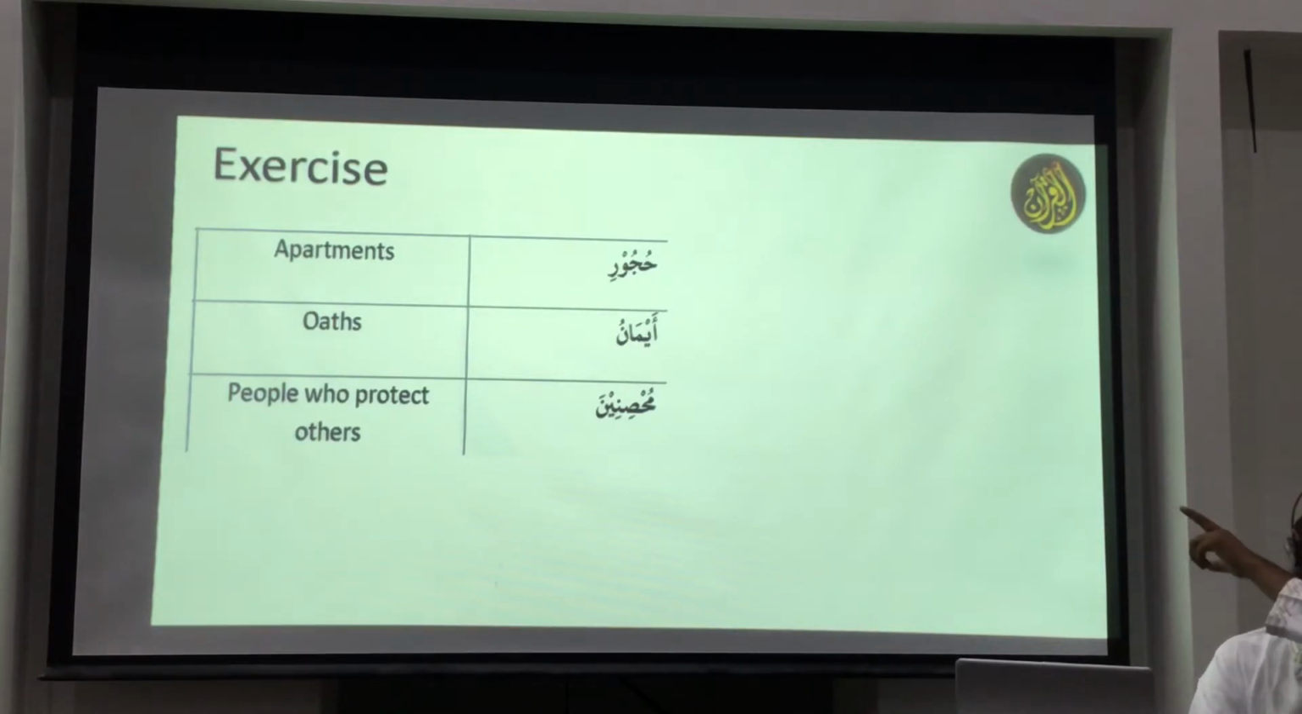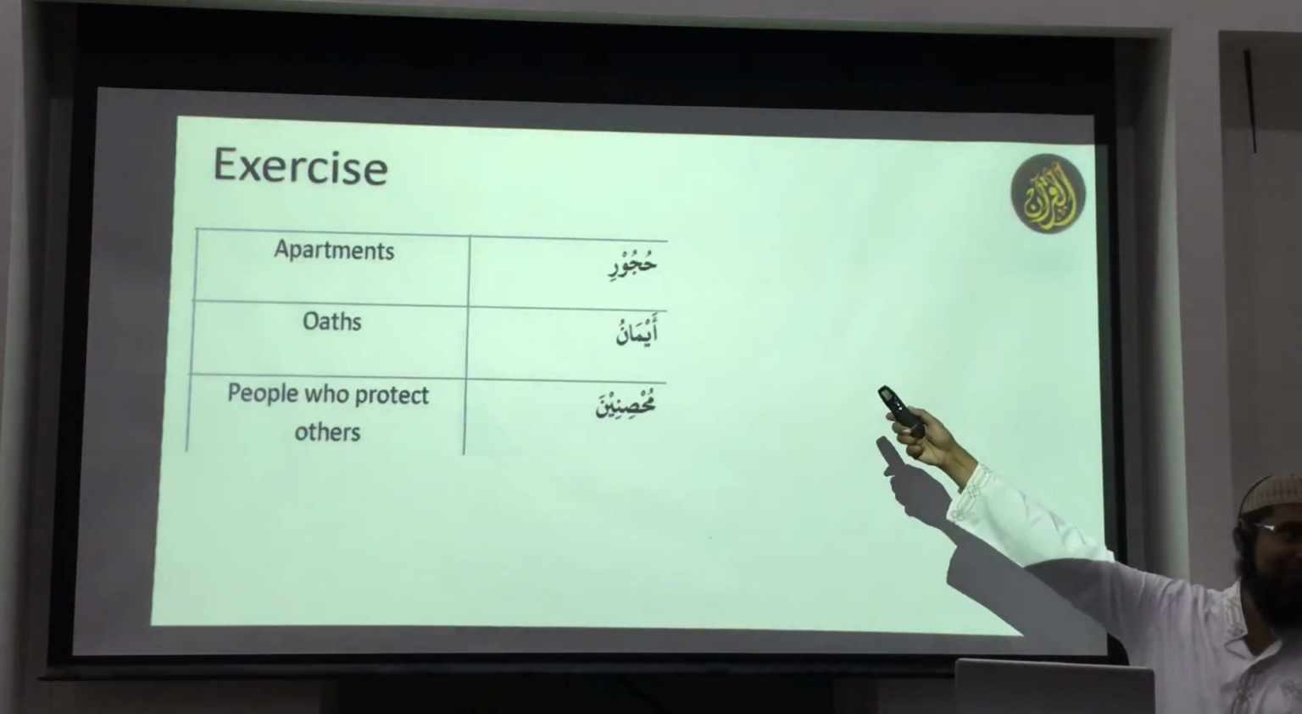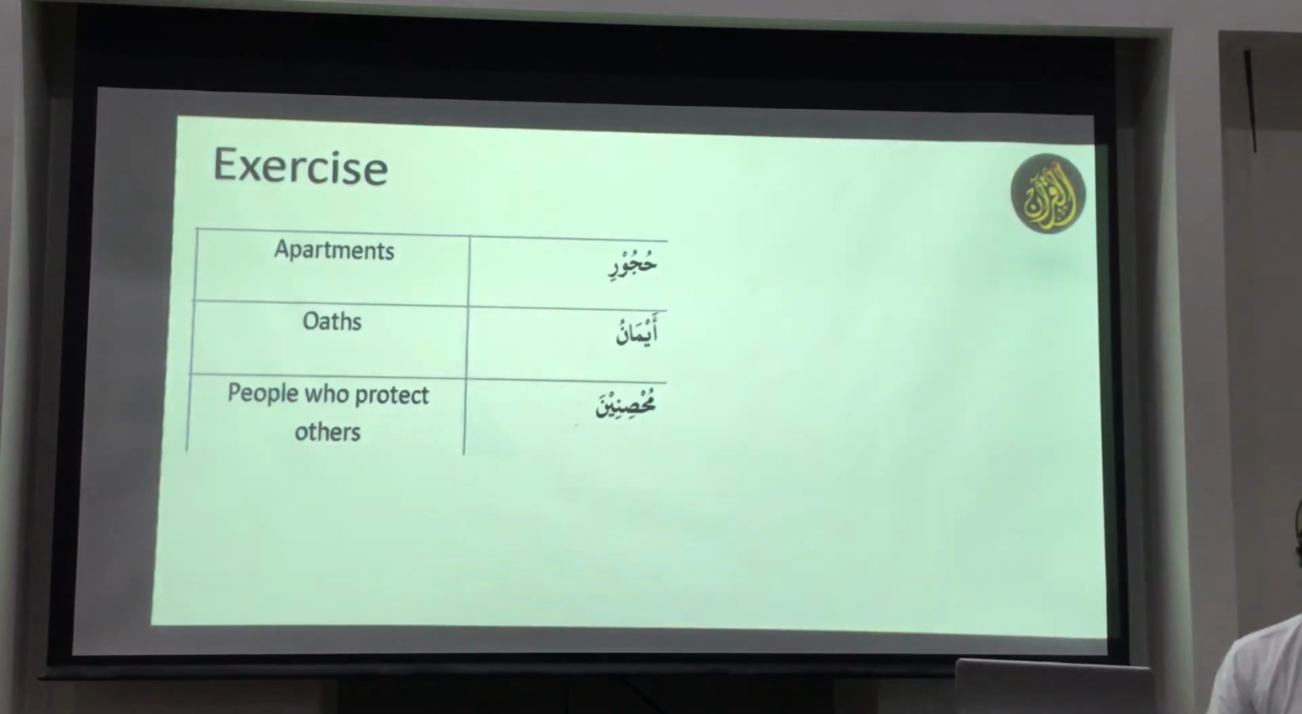And what is the status here? Is it rafa, nasab or jar? Jar. Why jar? Why not rafa? No, it's not rafa. It's not U. It's E. It's not U, it's not I. It's E. Like Muslimu, Muslima, Muslimi. Like hujuri. Okay. So because it's ending with E, the last letter with E, this is jar, and also this is feminine.